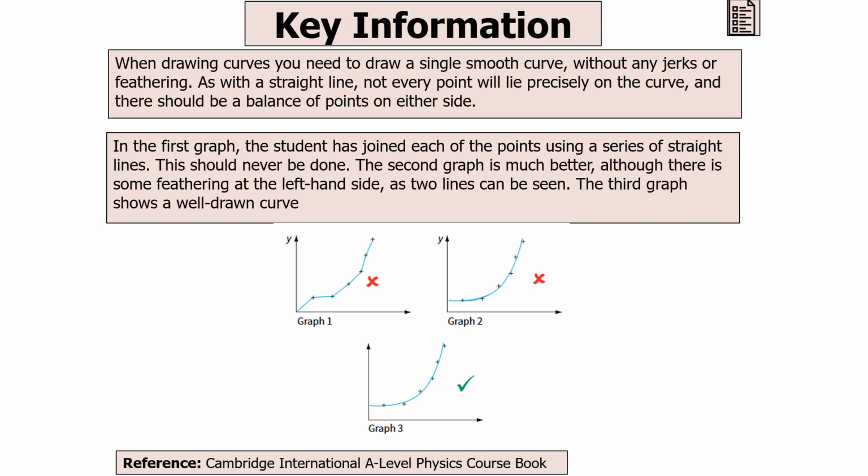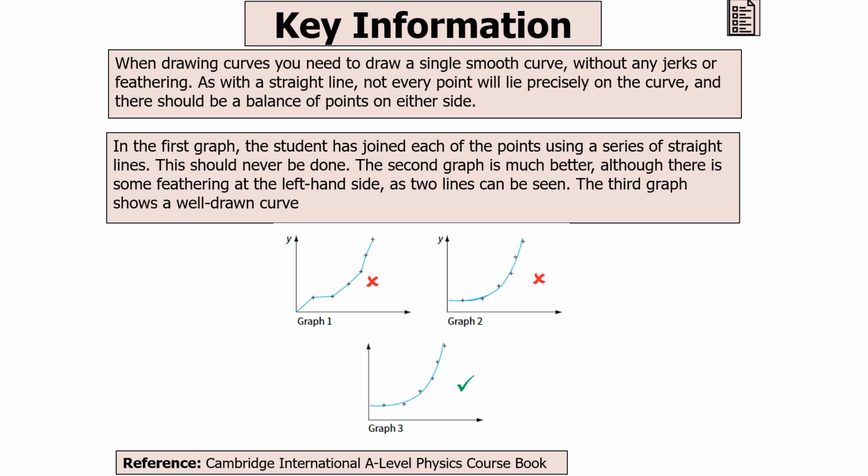The second line is much better, although there's some feathering on the left hand side. It's a bit sketched, so you can see multiple lines. Now you can see in the third graph it's a well drawn smooth curve which goes through the majority of the points, and there's an even number of points on either side.